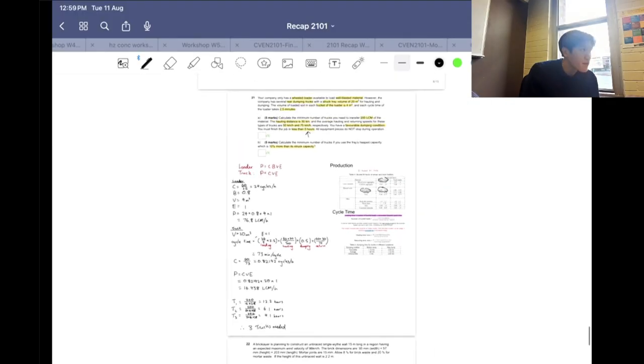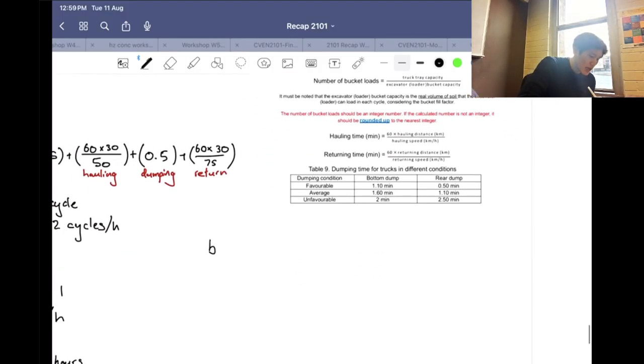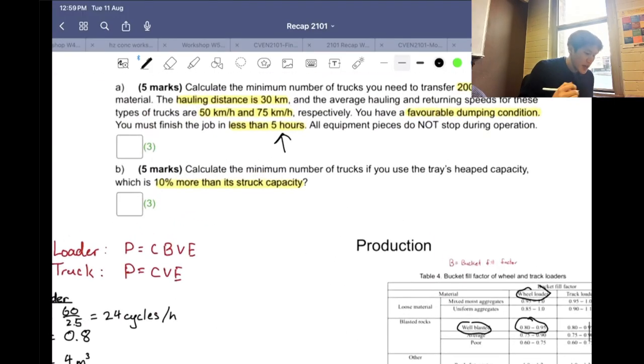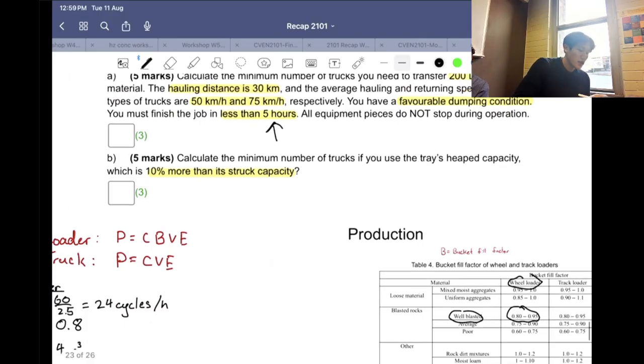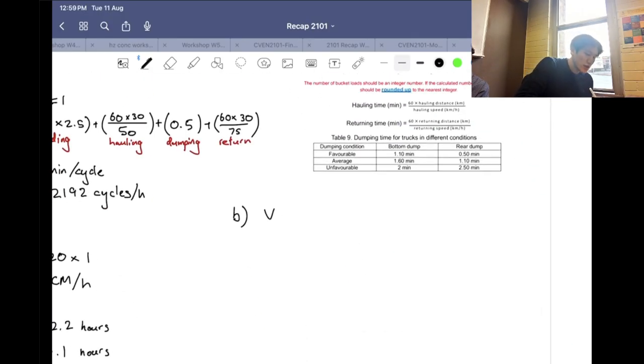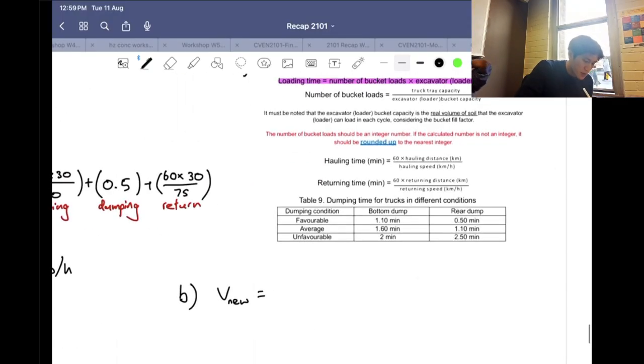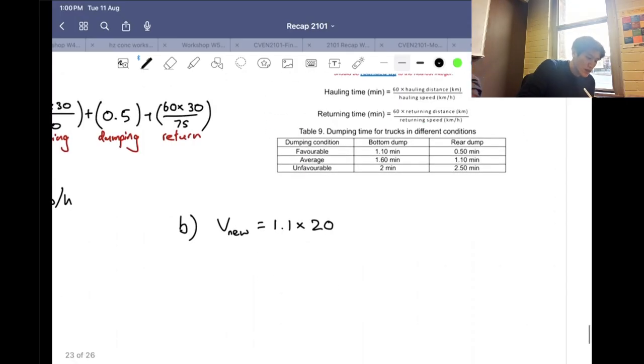Amazing. So that's part A. Do I have any questions? Queries? Concerns? No? Fantastic. We'll move on to part B, which is actually quite similar. They just said, calculate the minimum number of trucks if you use the tray's heaped capacity, which is 10% more. This is actually quite easy. So the heaped capacity would just be 10% more. So you do 1.1 times 20, which is the original capacity, which is 22 meters cubed.